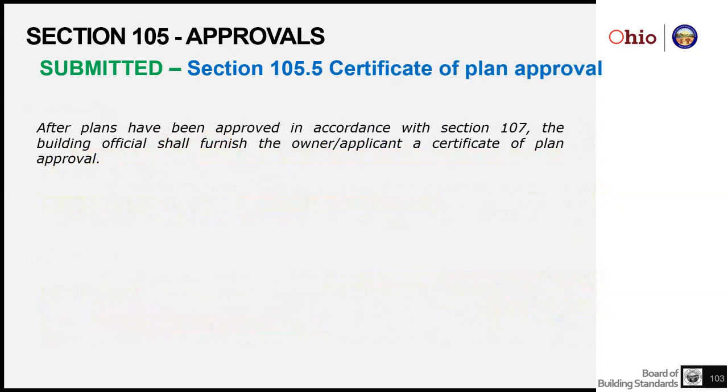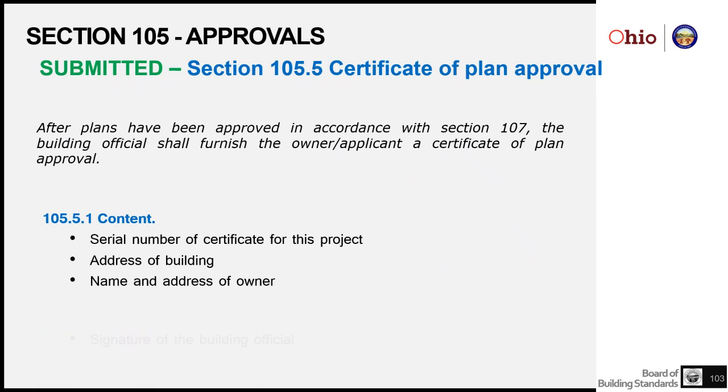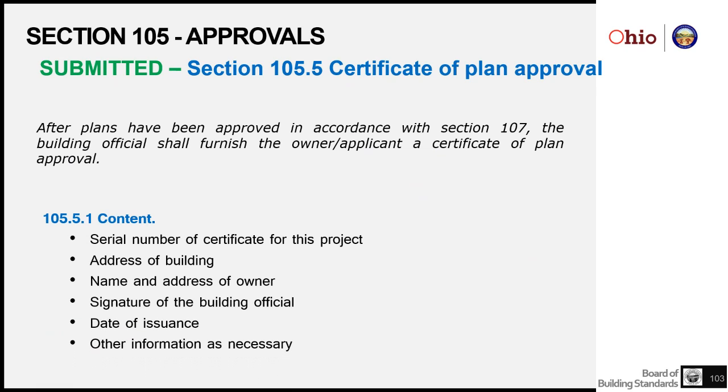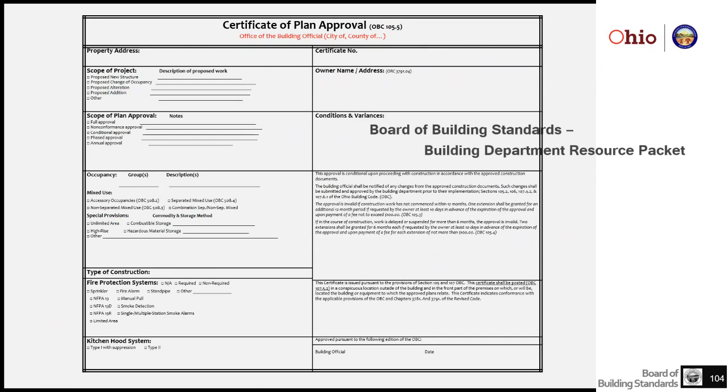Certificates of plan approvals. So you go through the plan approval process, and the building official has to issue a certificate of plan approval to the owner so that he can start his construction. There's specific content that must be on that certificate of plan approval. That's the list. This is an example of a certificate of plan approval. It can be found on the Board of Building Standards website under the Building Department resource packet. Your jurisdiction may have their own. You may use something similar to this, but something along this line has to be issued.